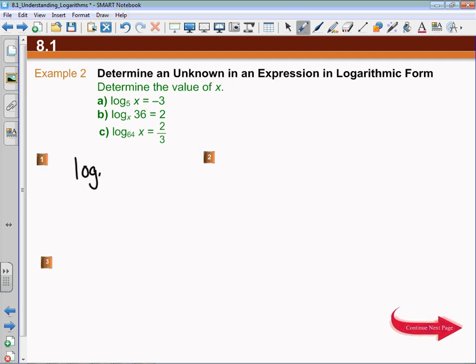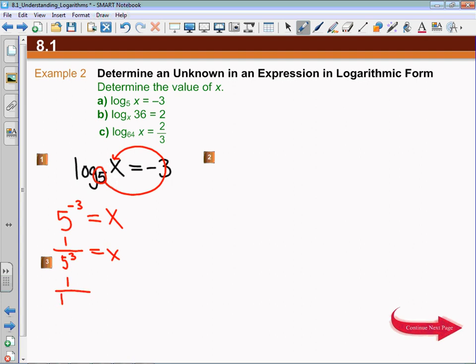So when I look at log base 5 of x is equal to -3, I'm going to draw the loop for this one: the base has an exponent of the value, and that's equal to the argument. So what this logarithm is telling me is that 5 to the power of -3 is equal to x. Well, 5 to the power of -3 is 1 over 5 cubed, and 5 cubed itself is 125. So I get that x is 1 over 125, and I wrote that badly there.